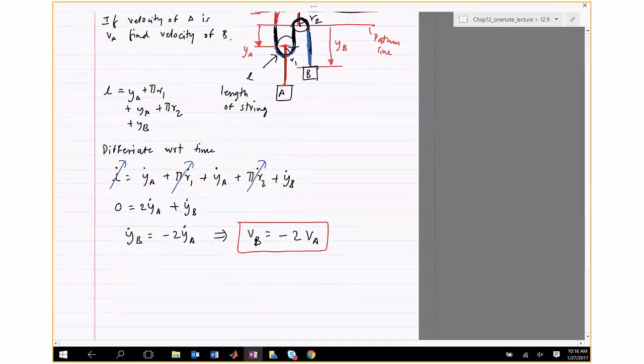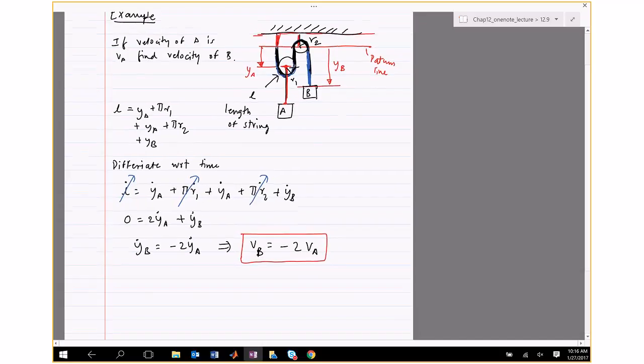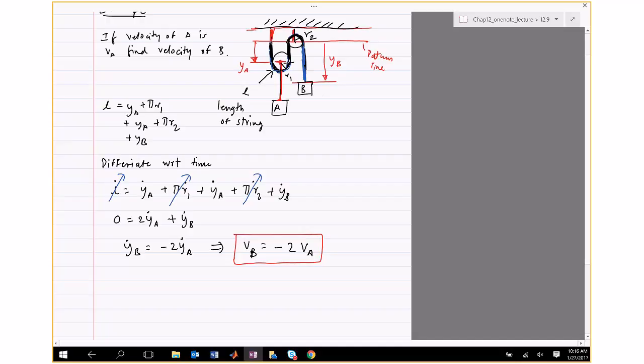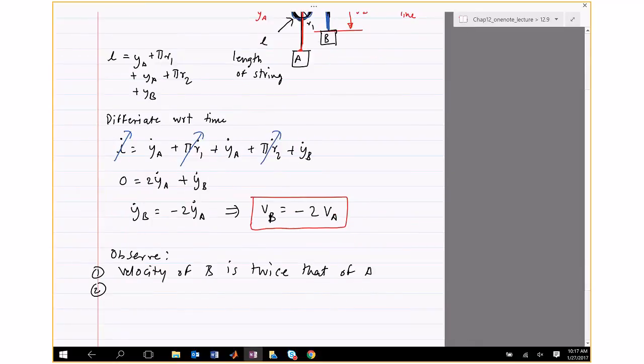Okay, so we found out that when the velocity of A is 1 unit, so it's moving 1 meter per second, then the velocity of B is going to be twice of that. So what we observe is that the velocity of B is twice that of A. And the second thing to note is that the motion of B is in the opposite direction of A. That is indicated by the negative sign.